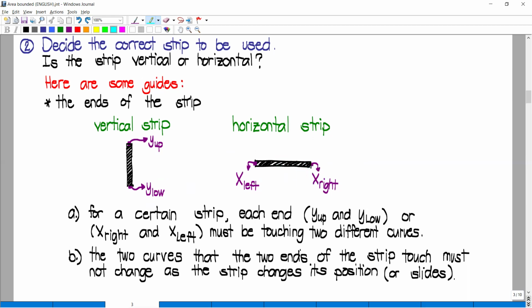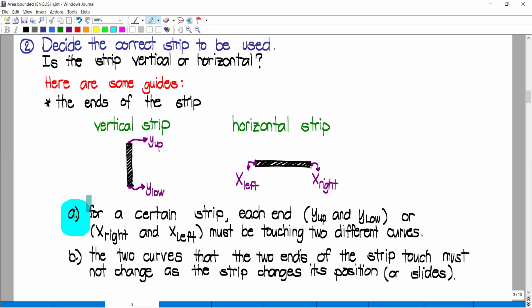Now what will be our guide? Now what will be the question? So that we will be knowing, now we are sure that this is the correct strip. Now here, guys, we have the letters A and B.